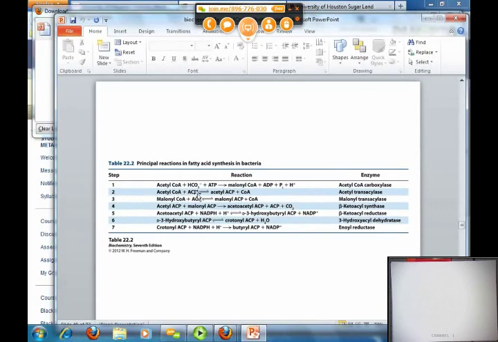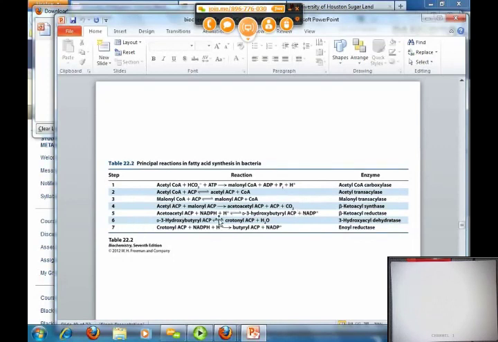How does acetyl coenzyme A enter? The first step is a bicarbonate ion added to acetyl CoA in the presence of ATP, giving malonyl CoA, ADP and Pi. This is done by the enzyme acetyl coenzyme A carboxylase. Then acetyl CoA and ACP form acetyl ACP plus CoA, and malonyl CoA plus ACP gives malonyl ACP plus CoA. Now acetyl ACP and malonyl ACP combine together to form acetoacetyl ACP plus carbon dioxide.